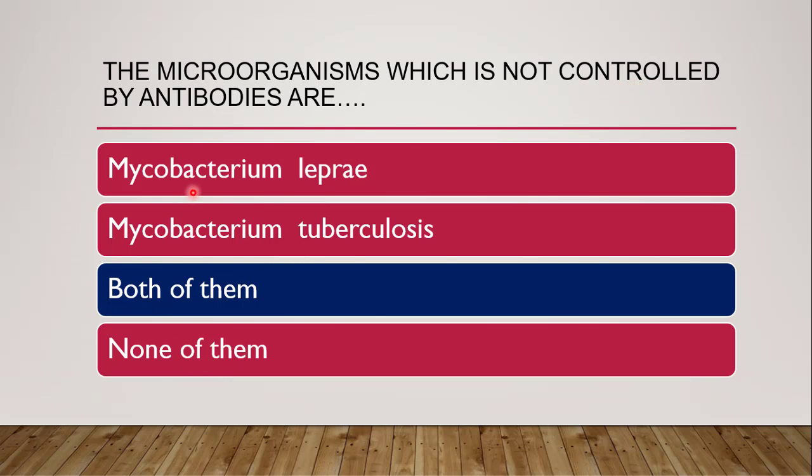In case of humoral immunity, it takes care of the majority of the microorganisms, but some microorganisms like Mycobacterium species, which are responsible for causing leprosy and TB, Mycobacterium leprae and Mycobacterium tuberculosis, are not effectively controlled by the antibodies and they escape into the blood. So this will be taken care of by the cellular immunity through T cells.